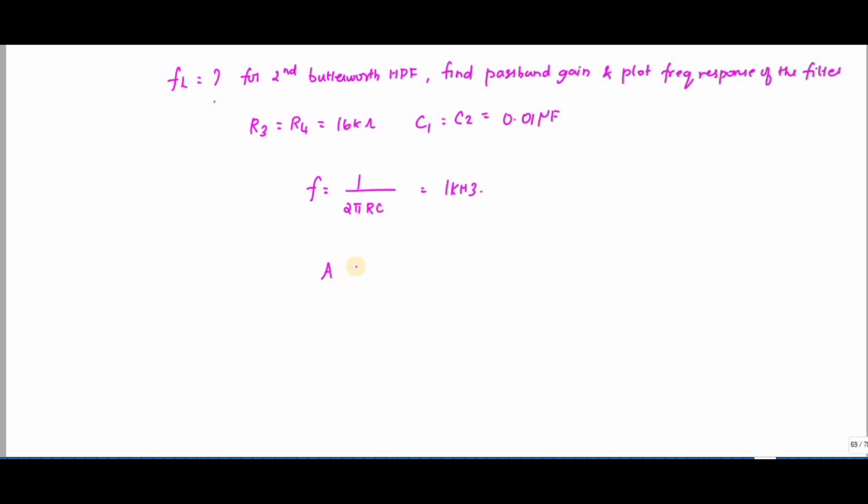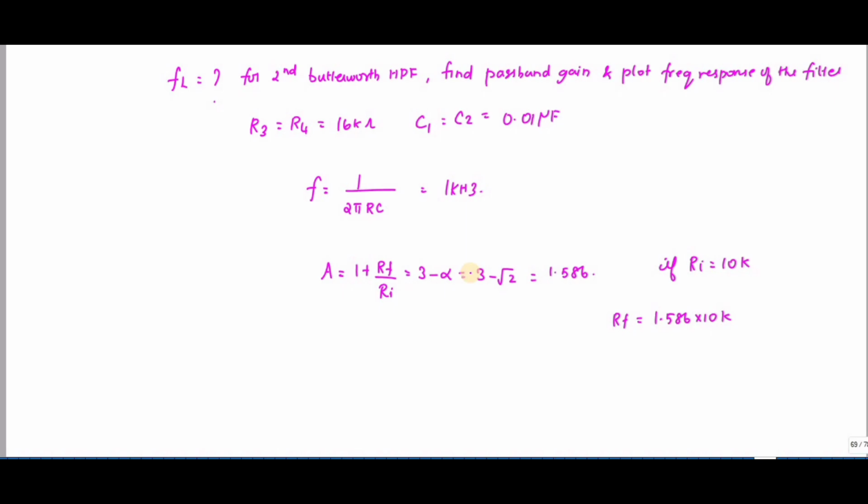And we know that A is equal to 1 plus RF divided by RI. That is nothing but 3 minus alpha, that is 3 minus root 2. So that value is 1.586. So if RI is 10K, what is RF? RF is equal to 1.586 into 10K.